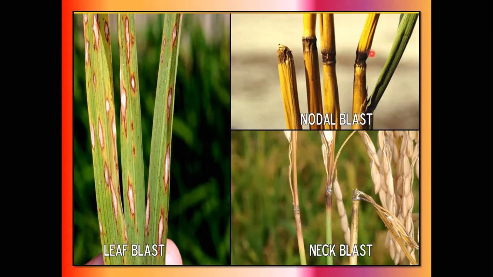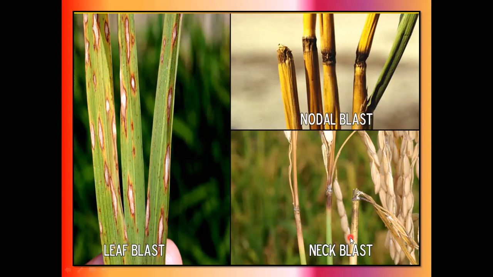Due to the heavy infection seen on this nodal portion, the tissues become weakened. So the upper parts of this node may break up or break down. This symptom is known as node blast. Then we discuss the next type of symptom, that is neck blast or panicle blast.